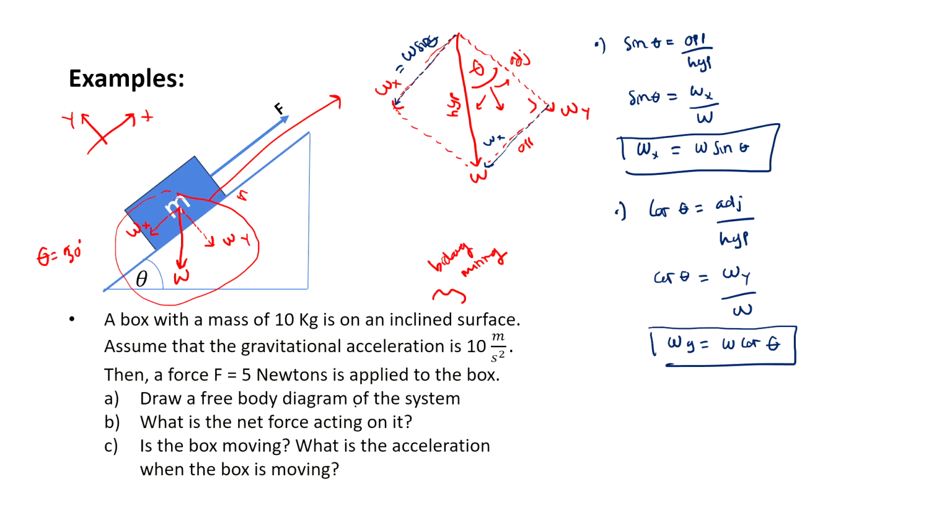I guess we have already answered question A, drawing a free body diagram of the system. Oh yeah, one more thing. I guess we forgot to write the normal force. There's a normal force acting on this surface, directed in the positive y-axis. Okay, where's the cursor? I'm sorry. This one.